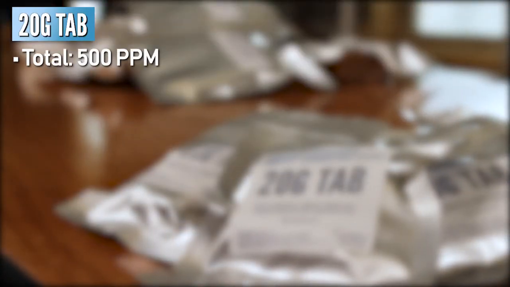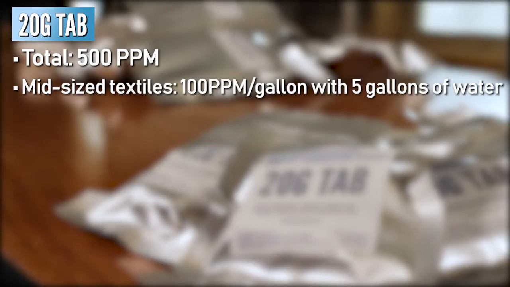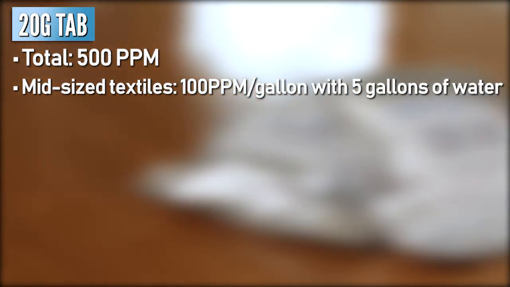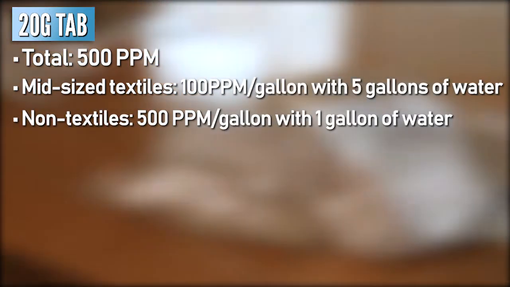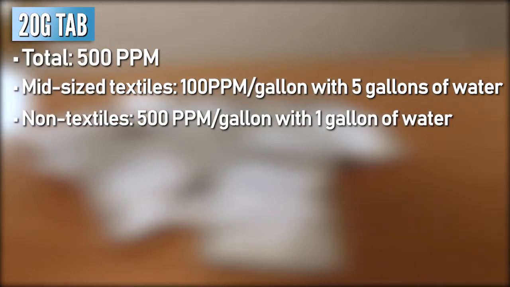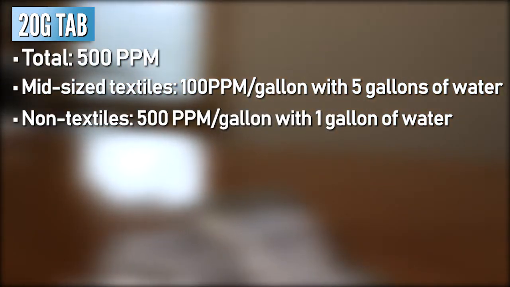The 20-gram tab makes a total of 500 parts per million and is perfect for mid-sized textile treatments requiring up to 5 gallons of ready-to-use solution, or it can be used at a higher concentration of 500 parts per million per gallon on non-textile surfaces diluted into 1 gallon of water.